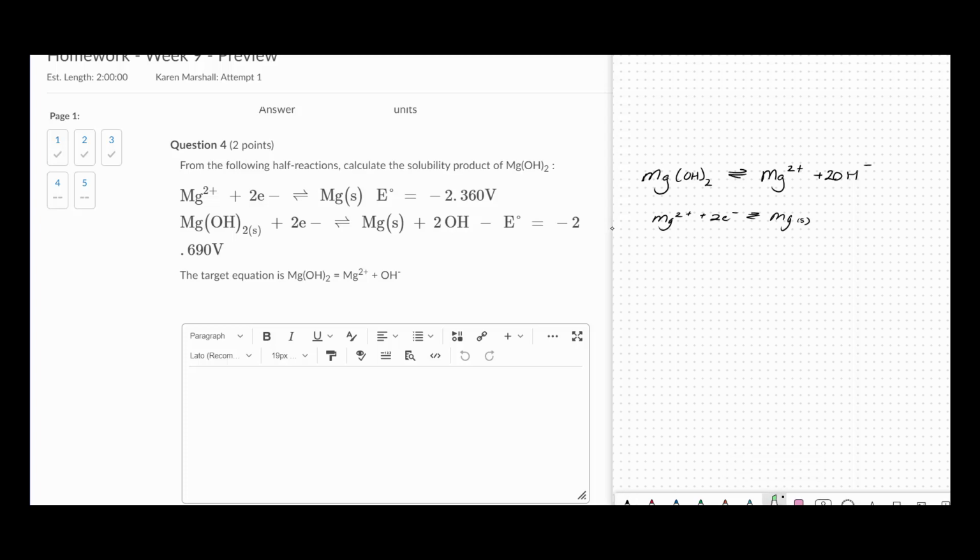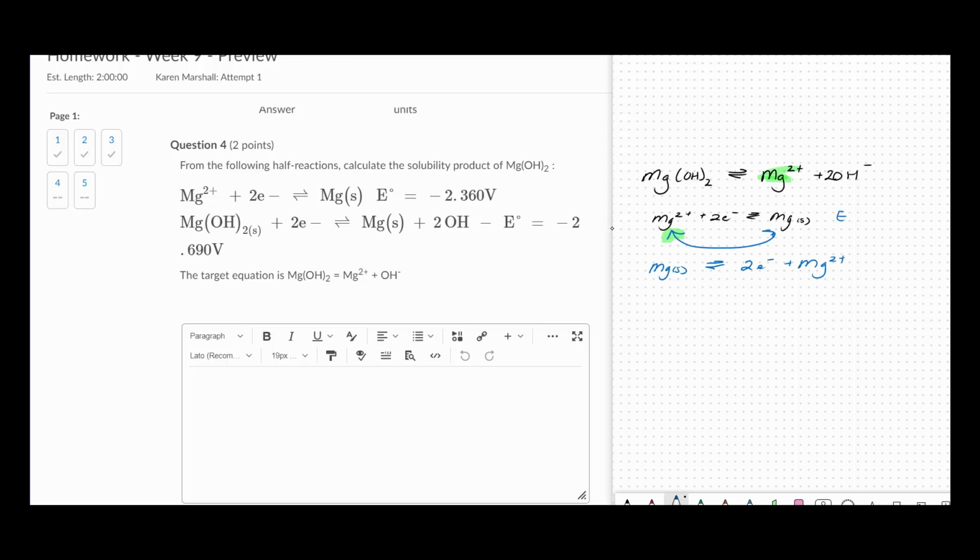Well, I want the magnesium ion over here on the product side, not the reactant side. So I'm going to flip this around. I'm going to take this and switch it. So I have Mg solid is in equilibrium with 2 electrons and the magnesium ion.